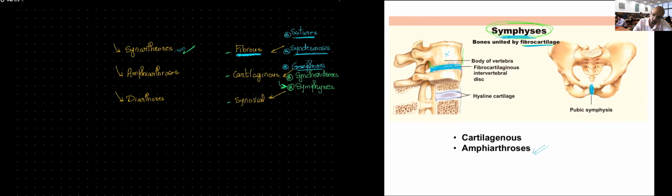All of them, sutures, syndesmosis, gomphosis, and synchondrosis, all of them are synarthrotic joints. They are immovable. The symphysis, where you're attaching the bones with fibrocartilage, this is going to be amphiarthrosis. It's slightly moving, it allows slight movement to take place.